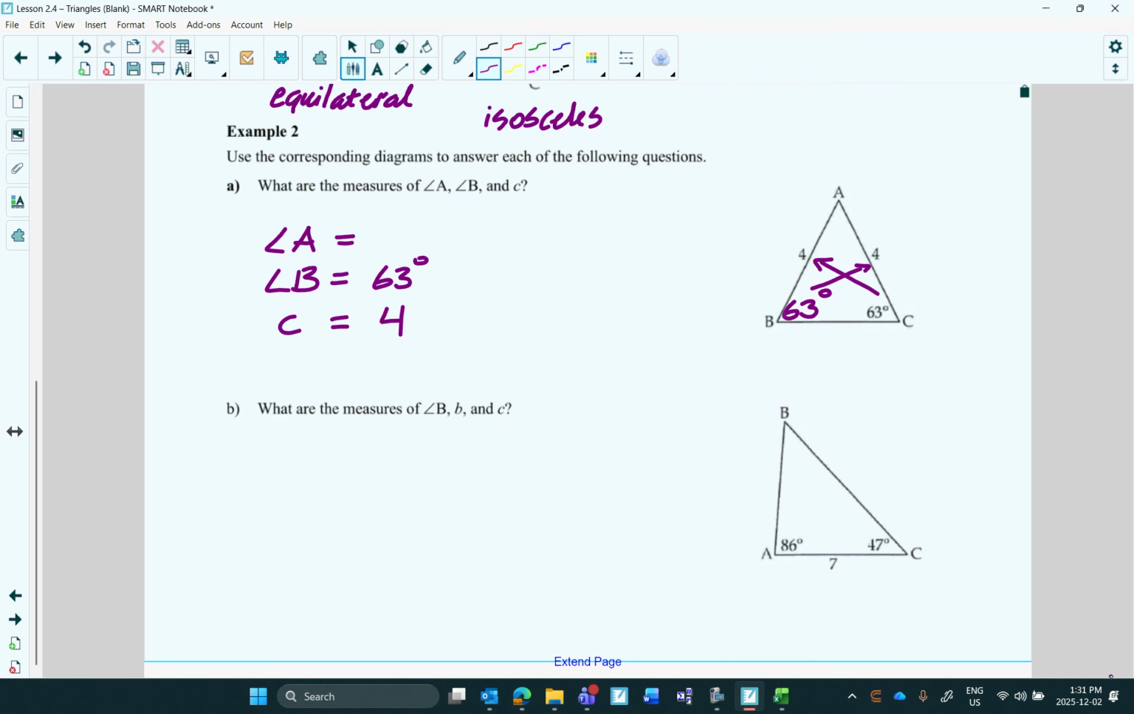And how would we find angle A? Yeah, add these together, subtract it from 180. So 180 minus 63 and 63, or 2 times 63, will give us, what, 54? 54 degrees. Okay.